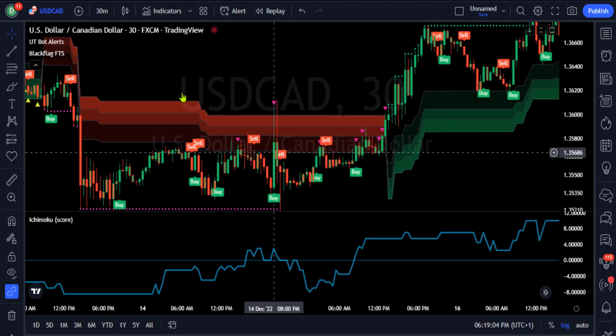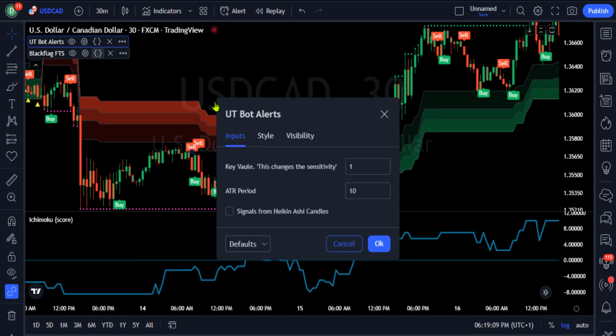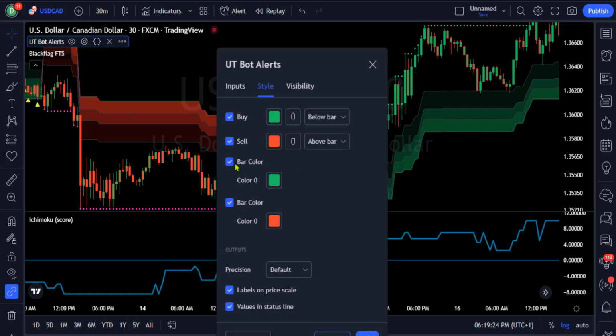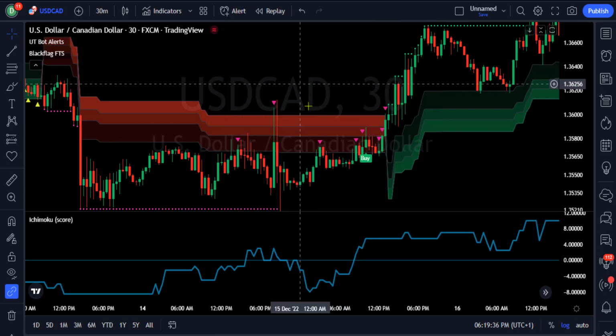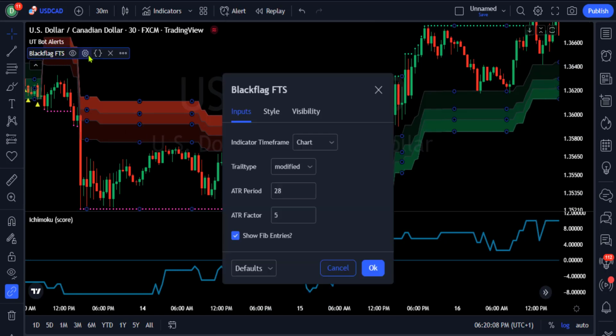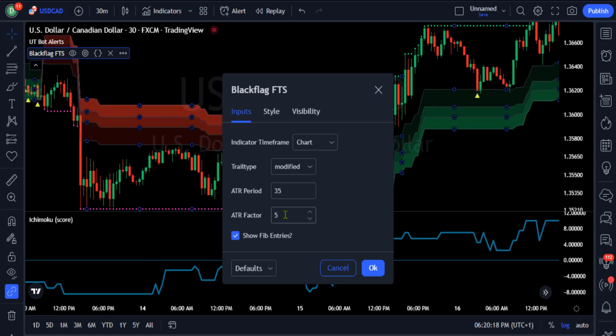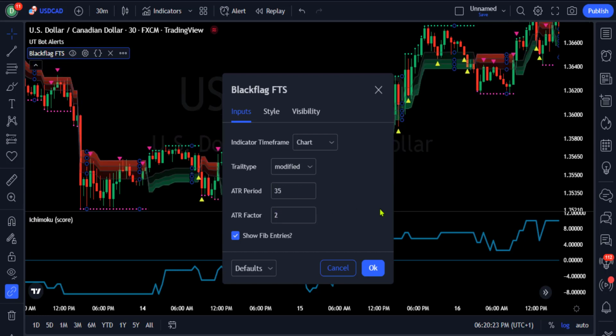So go to the settings of the UT Bot Alert Indicator, and in this input section, you will change this key value to 3, and approve this signal from the Heikin Ashi candles. Then, go to the Style section, and uncheck these 2 bar colors, and click OK. Now, go to the settings of the Black Flag Indicator, and in this input section, you will change this ATR period to 35, and this ATR factor to 2.